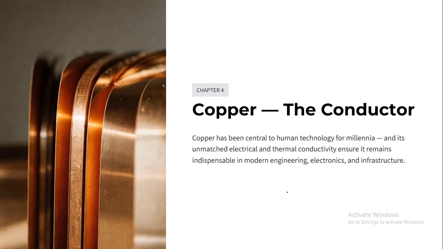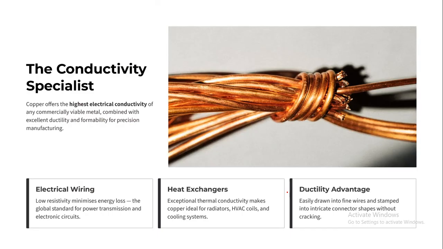The next one is copper. We already know it is an excellent electrical conductor, and we use coils for making electrical components or wires. Copper has been central to human technology for millennia, and its unmatched electrical and thermal conductivity ensures it remains indispensable in modern engineering, electronics and infrastructure. Now, how is it special from the others? It is a conductivity specialist.